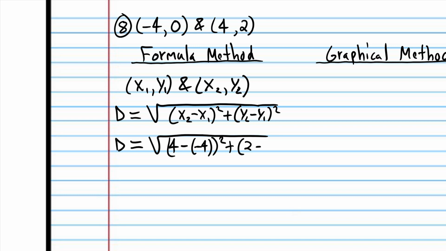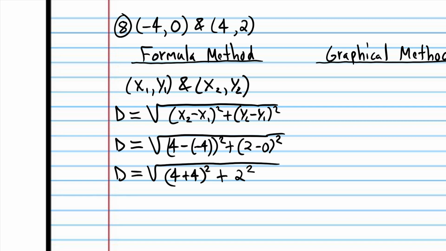y2 minus y1, and 4 minus negative 4 is 8. Actually, I should show the step there. That's 4 plus 4. That's a double negative, so it becomes a positive. And then we have 2 squared. 2 minus 0 is 2.